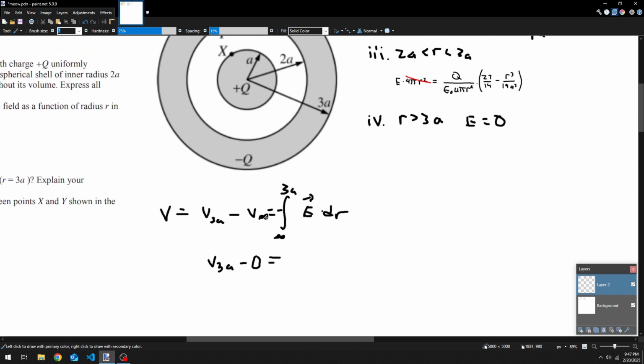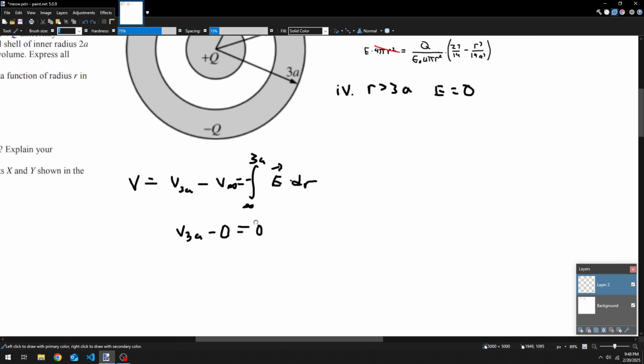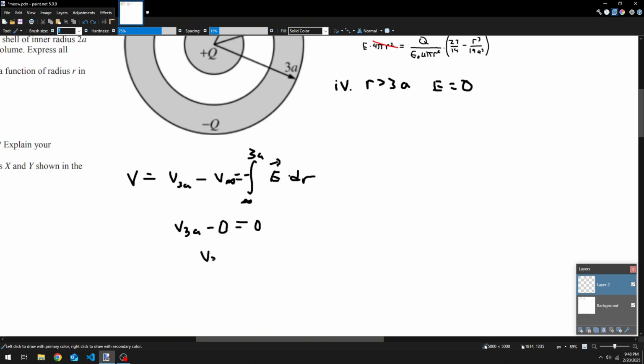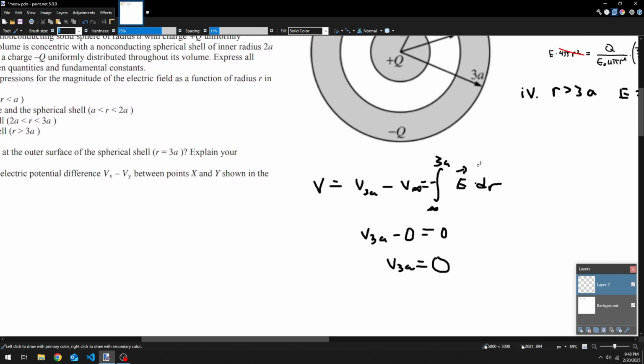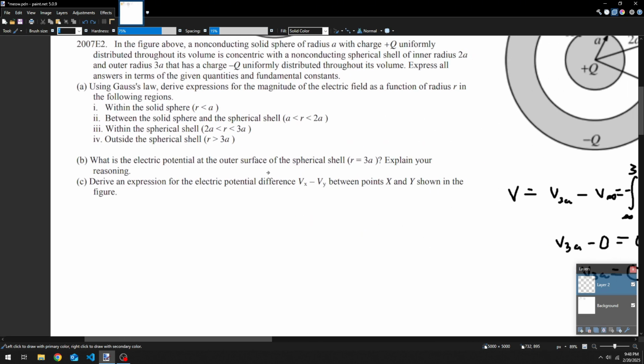What we also know, other than the fact that the potential at infinity is 0, is that the electric field outside of 3a is also equal to 0. And because this value over here is 0, this whole integral becomes 0. So V at 3a just equals 0. That's our answer, and this is our explanation for it.